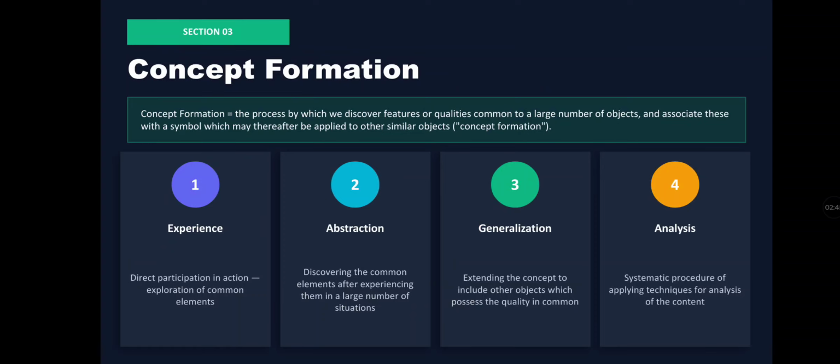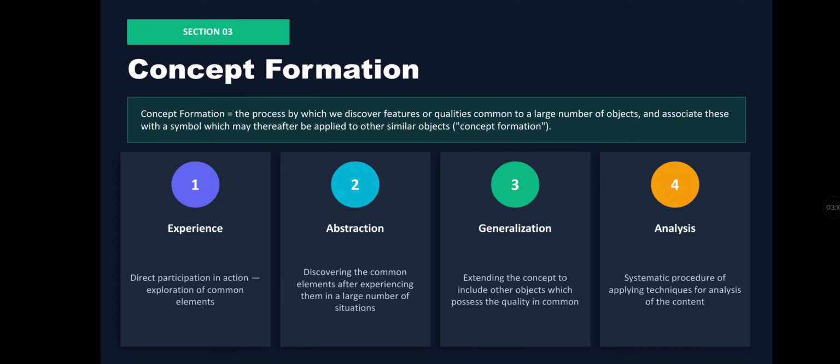Now let's move ahead with section 3, which is concept formation. So what is concept formation? It is a process by which we discover features or qualities common to a large number of objects and associate this with a symbol which may thereafter be applied to other similar objects. The four parts of concept formation are: experience, which means direct participation in action, exploration of common elements.